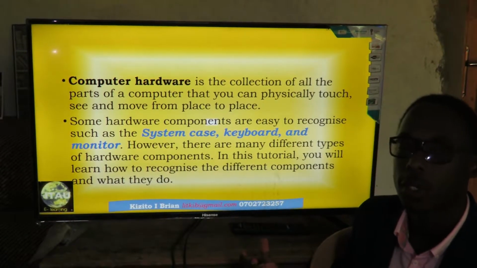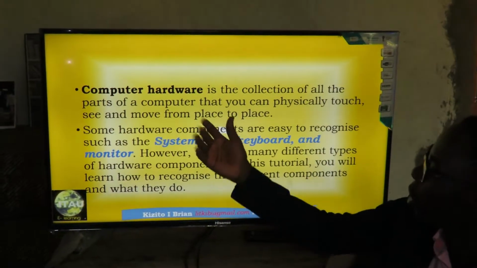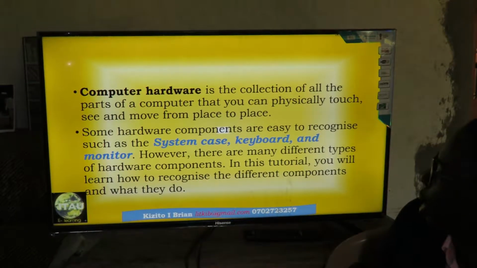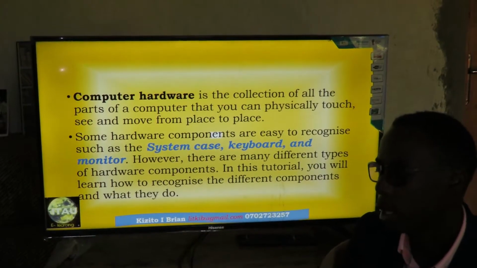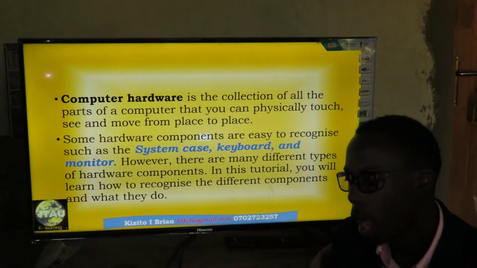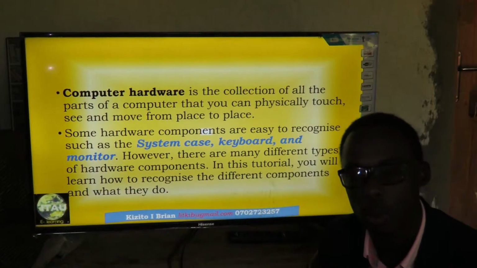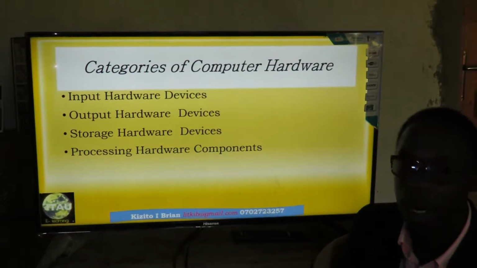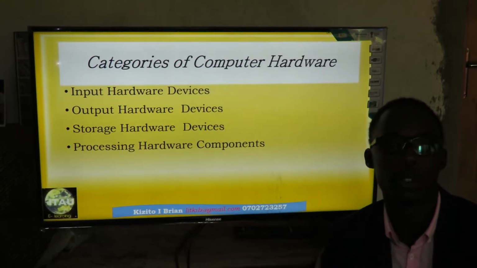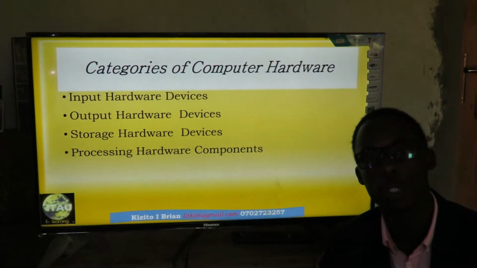Some hardware components are easy to recognize. Like I've told you, the monitor is very easy to recognize, the mouse, the system case, among others. However, there are many different types of computer hardware, and by the end of this tutorial we shall come to see how to recognize them and know what they do and how they perform what they do. Computer hardware basically is categorized into four main categories: input, processing, storage, and output.